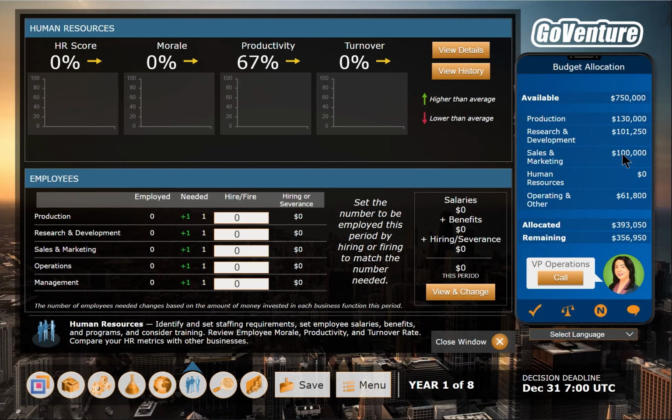And remember, the decisions are not locked in yet. They won't be locked in until the decision deadline. So I can come in here, make decisions, change decisions as often as I want up until that decision deadline. Once that decision deadline hits, then I can't change anything. Everything is locked in.